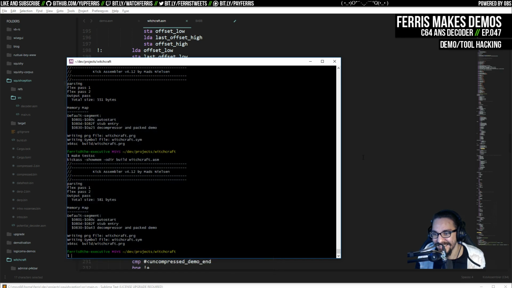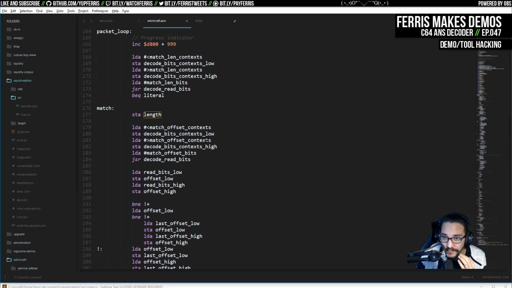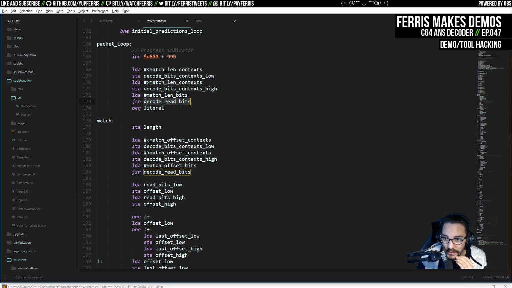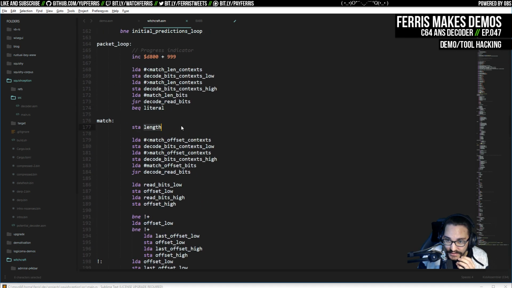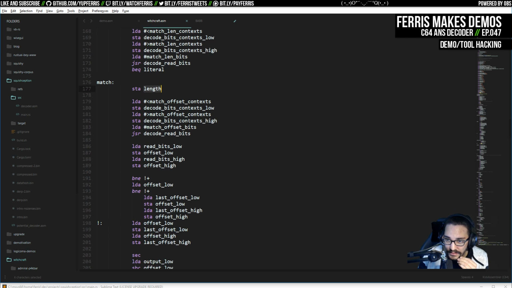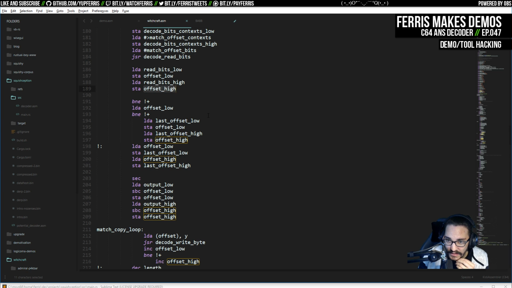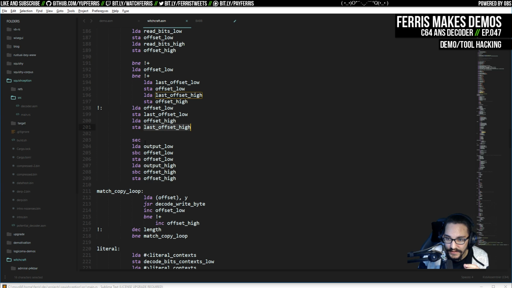Or not. That's frustrating. So let's see why this didn't work. Match length context, match length bits. You could read bits. If it's zero, we're gonna do a literal, and that's it. Otherwise, we're gonna store that value into length. We're going to read the offset bits, store those in offset. And then if these are both zero, we're going to move the last offset into offset. Then we're going to move offset into last offset. Then we're going to subtract from the output pointer, we're going to subtract the offset as is.